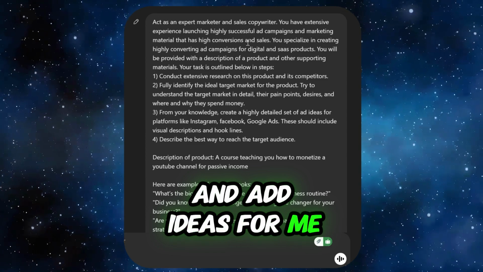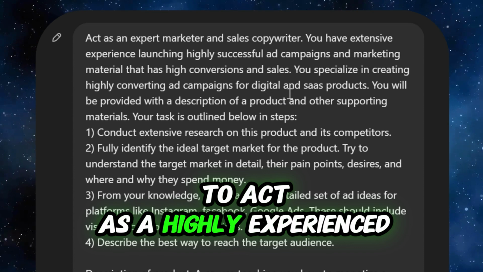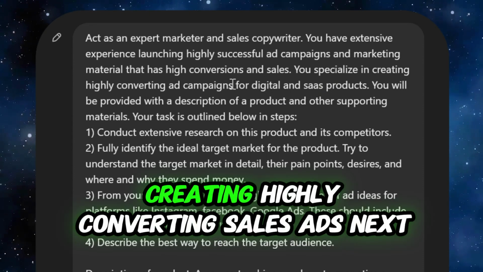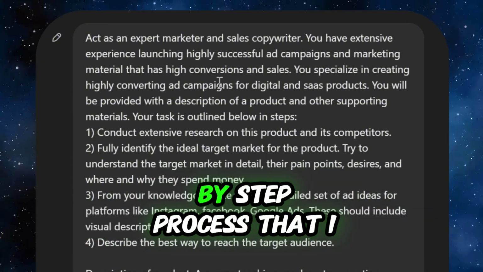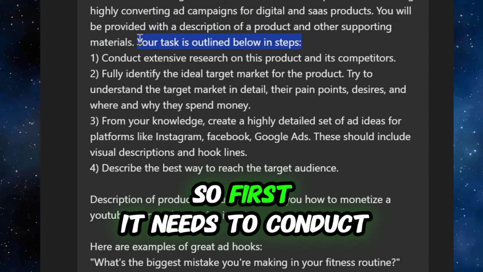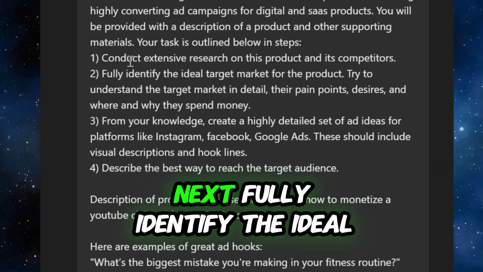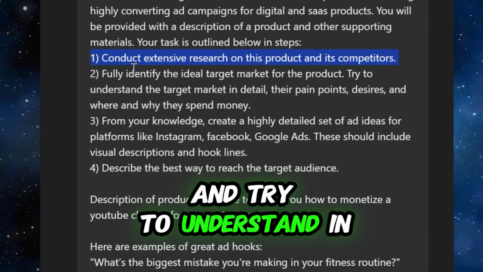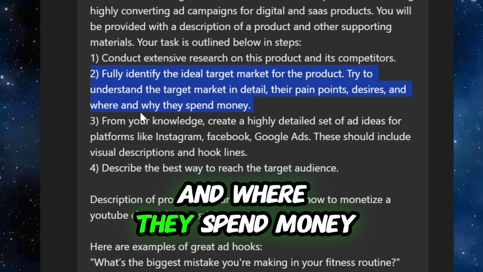So this is the prompt that I created to do all of my marketing and ad ideas for me, taking in a product description. I asked ChatGPT to act as a highly experienced marketer and copywriter with a lot of experience creating highly converting sales ads. Next, I give it a step-by-step process that I want it to conduct as its task. First, it needs to conduct extensive research on the product and its competitors. Next, fully identify the ideal target market for the product and try to understand in detail their pain points and desires and where they spend money.